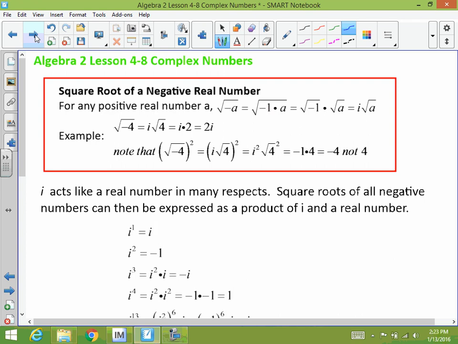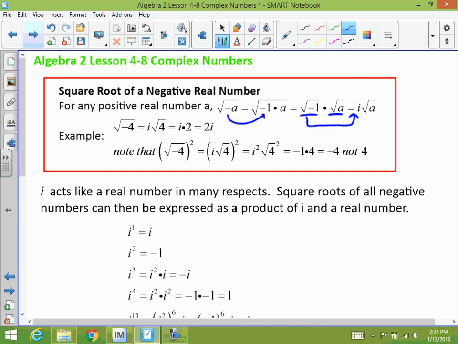The square root of a negative real number. For any positive real number a, the square root of negative a is the square root of -1 times a. The square root of -1 times a can be separated as the square root of -1 times the square root of a. The square root of -1 is i, so you get i times the square root of a.